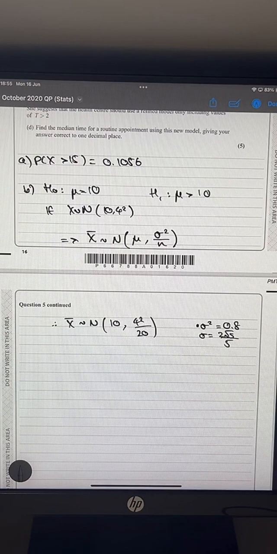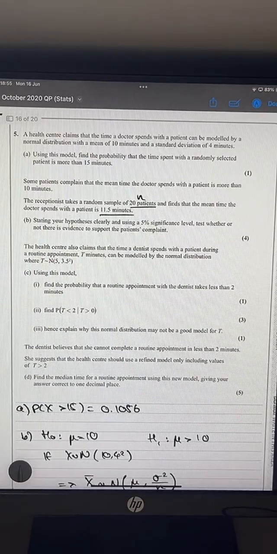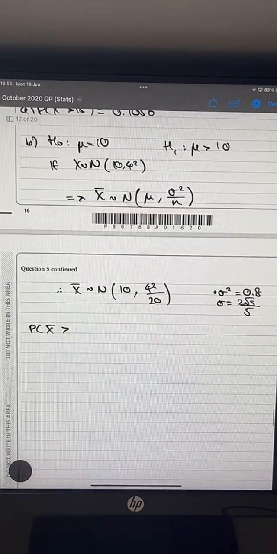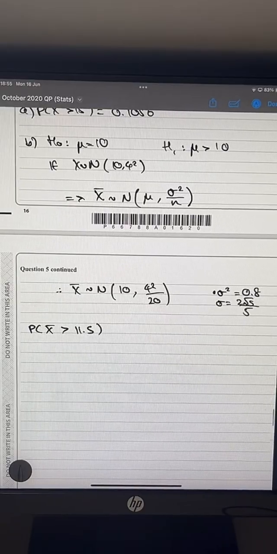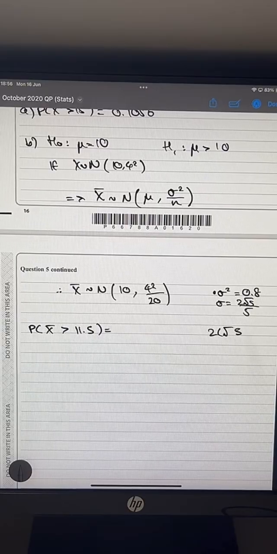Now that I've got all my parameters set up, I need the probability that the mean X value, which is a mean time, is greater than, why? Because it's a one-tailed test and we're testing the upper tail. What is that greater than? 11.5 minutes. That's what they've observed. In my calculator, I put the lower as 11.5, upper as basically infinity. For my sigma, I plug in this value, exactly like this with brackets, because that's how it's sideways, right? And mu is 10.